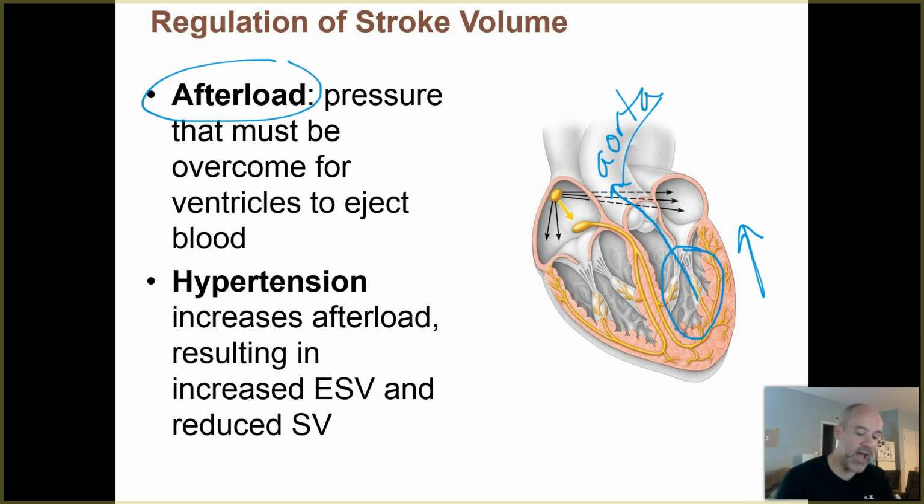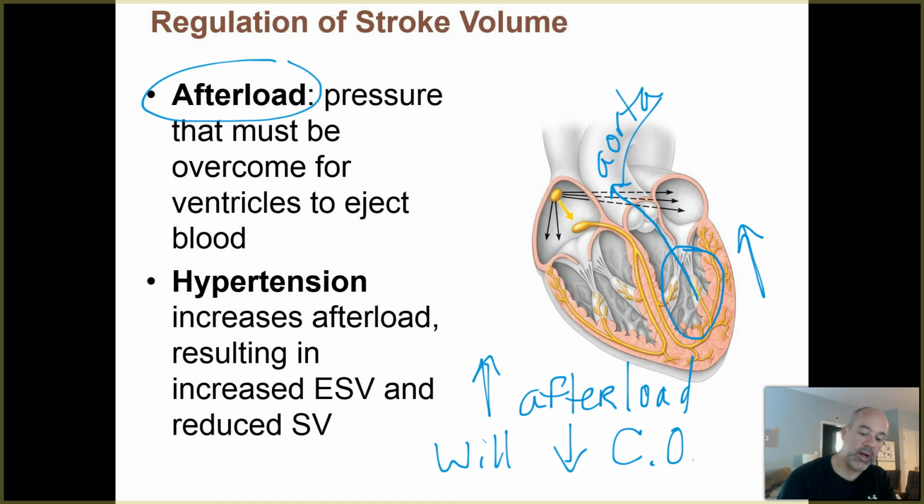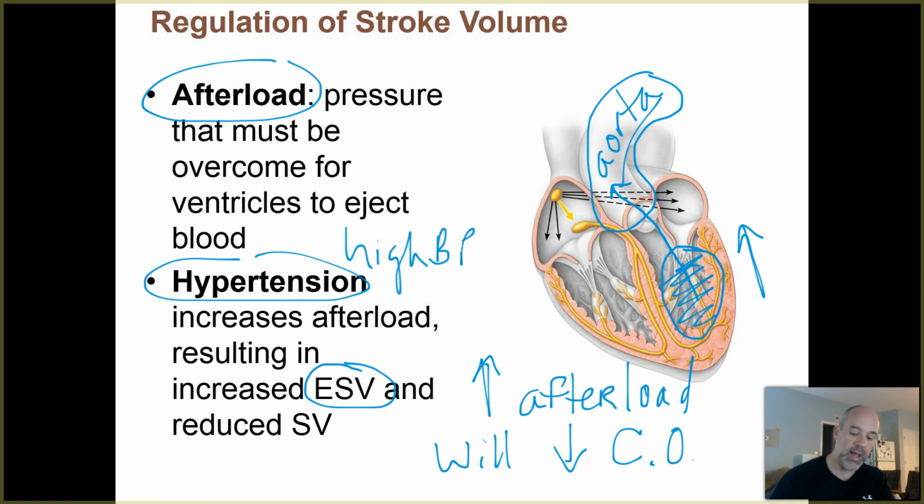So anything that increases afterload will decrease your cardiac output. If you have a higher pressure in the aorta, it's going to take more contraction force by the ventricle before the aortic semilunar valve opens and allows blood to pass. That's going to decrease your cardiac output. Less blood is going to be pumped out of the left ventricle, so that decreases your stroke volume. You have a greater ESV, end systolic volume, which means you have more blood left over in the ventricles after they contract. With hypertension, high blood pressure, your aortic pressure is going to be higher, and that is going to increase your afterload. That is going to decrease your cardiac output.